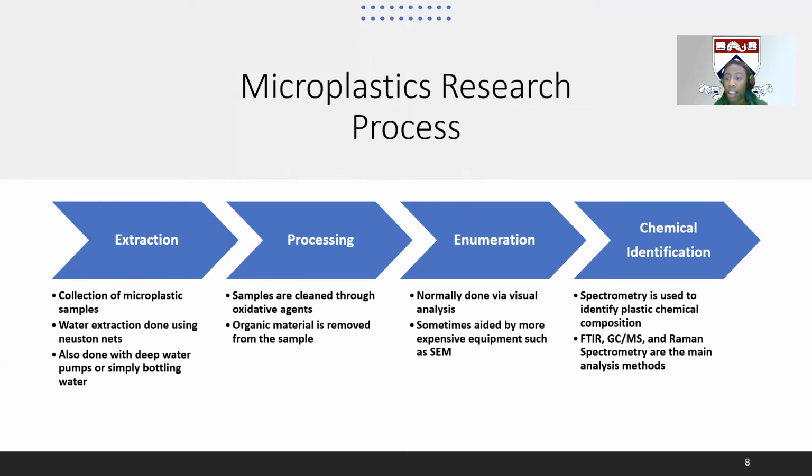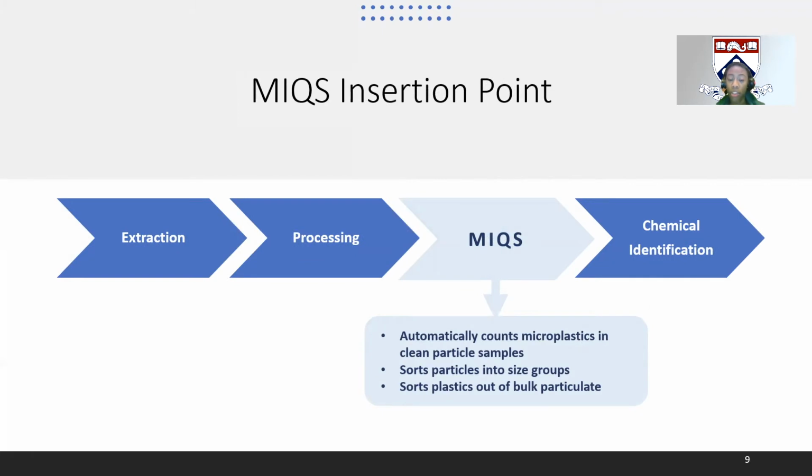And then finally, microplastic samples are chemically identified to ensure that the things that were enumerated are actually microplastics and to determine what type of plastic they are. Spectrometry, especially FTIR, Raman, and gas chromatography along with mass spectrometry are normally used as the main chemical identification methods. The MIQS system falls in at the enumeration step, where we will automatically count microplastics in a clean particle sample. We will sort the particles into size groups as well as sort plastics out of bulk particulate.